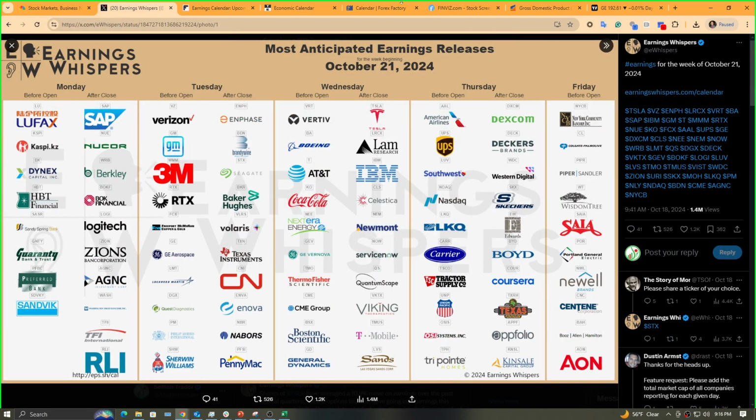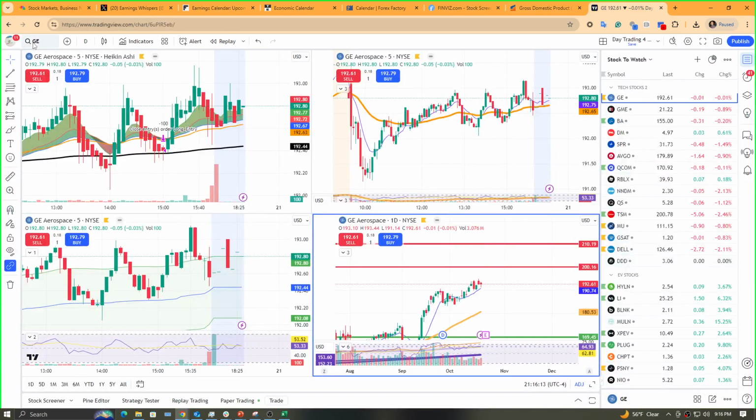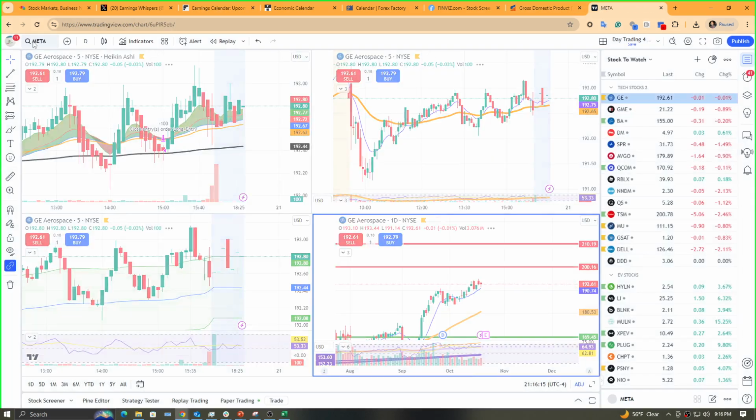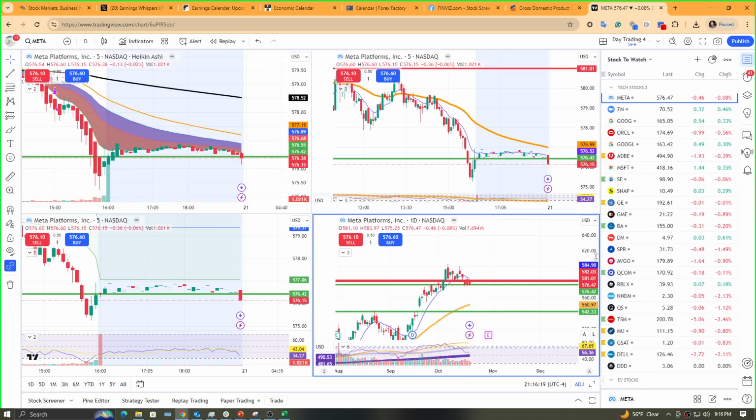All right, so now we just got to get prepared for next week. If you guys want to get involved with some of that pre-earnings run-up plays, Meta cooled off, so we could just take a look at Meta, see if that's a potential for some pre-earnings run-up. Meta probably some good little red candles down to the downside.